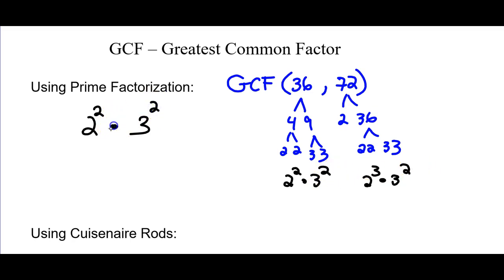And then I'm going to multiply everything out. So 2 squared is 4, and 3 squared is 9. 4 times 9 is 36. And that should make sense. We know 36 will go into it once here, and 36 times 2 gives me 72 over there.